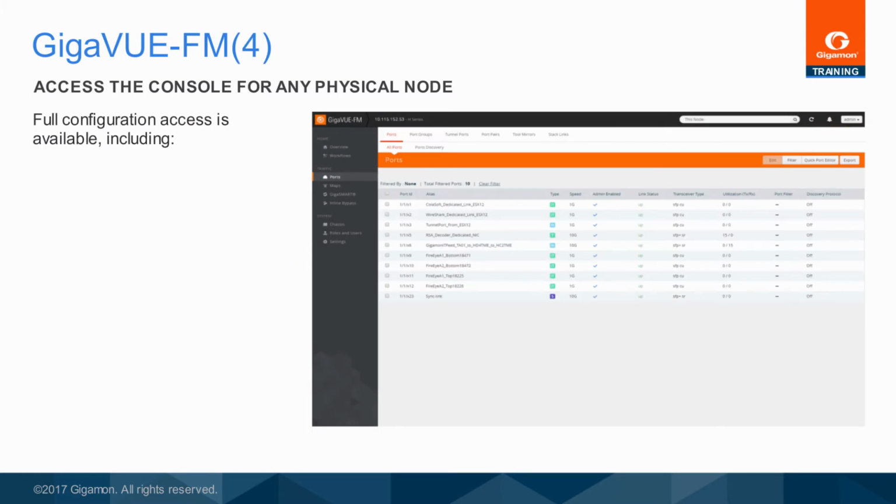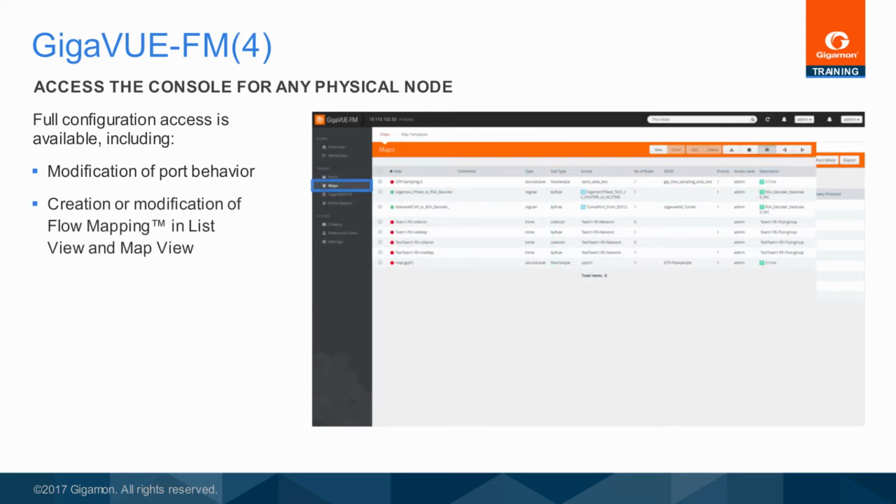Through Fabric Manager, you have the same configuration access to system and traffic forwarding options as if you were logged directly in using HVUE, including assignment and modification of port behavior, port activation, link layer discovery features, and customized port naming. The ability to create or modify flow mapping configurations, whether simple forwarding operations or complex aggregation and filtering to meet very particular monitoring and analysis needs.